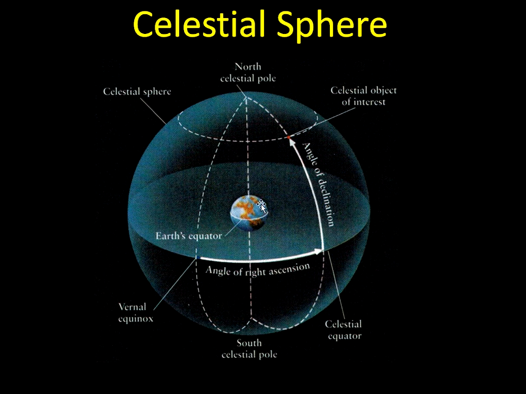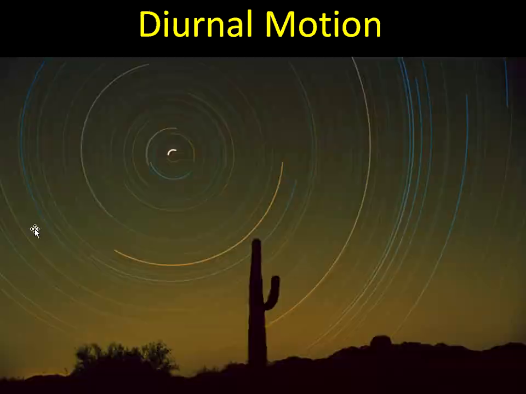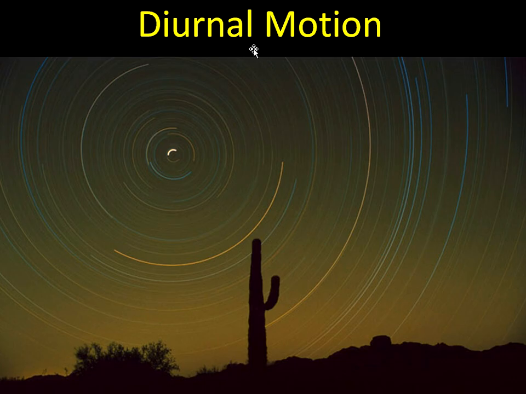Then as the Earth rotates at the center, it appears as though these more or less stationary stars are the things that are orbiting, even though it's really us. We are the ones that are rotating due to the Earth's rotation. So this is what the stars look like throughout the night due to the Earth's rotation. This is something called diurnal motion.